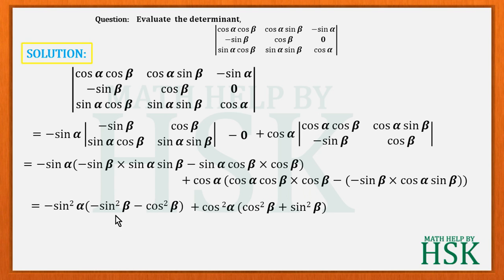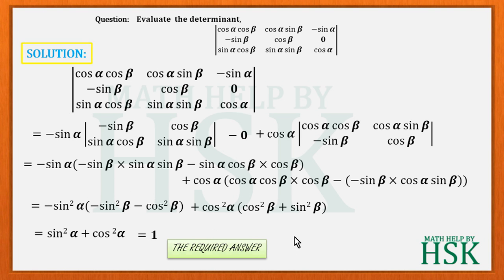Now the calculation has become very easy because if I take minus sign common, this is going to become plus sin square alpha, and sin square beta plus cos square beta is equal to 1. Similarly, cos square beta plus sin square beta is also equal to 1. So these two terms, sin square alpha plus cos square alpha, would be left, and again sin square alpha plus cos square alpha is equal to 1, which is our required answer, and this is how we are going to solve this question.